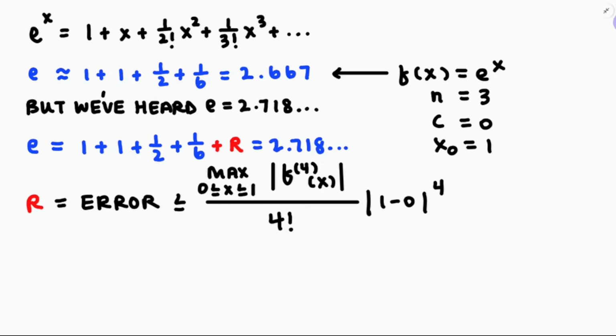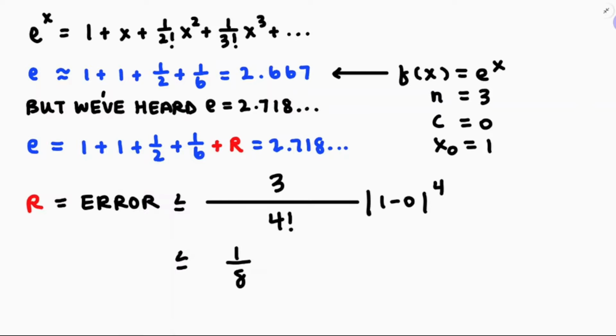But because f of x equals e to the x, we know what f's 4th derivative is. That's e to the x. And the maximum possible value of e to the x over the interval 0 to 1 is just going to be e to the 1, which is e. But that presents a bit of a problem to us because we don't really know e in the first place. But I think that we know it's less than 3. Then if we were to simplify this, we would say our error is less than or equal to 1 over 8.